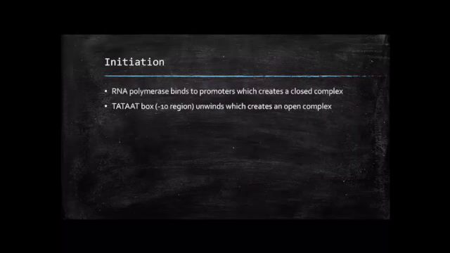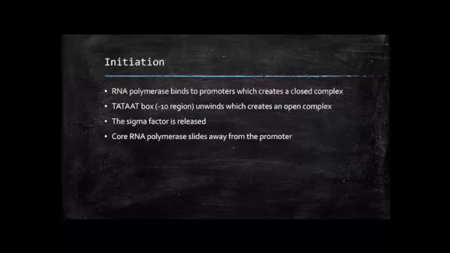During bacterial initiation, RNA polymerase binds the promoter, which creates a closed complex. When the TATA box located in that -10 region unwinds, the complex becomes open and the sigma factor, typically 70, is released. Then the core RNA polymerase slides away from the promoter and elongation can begin.